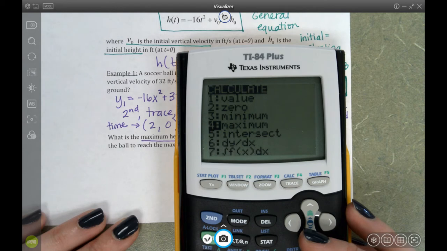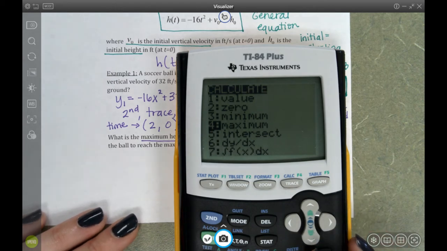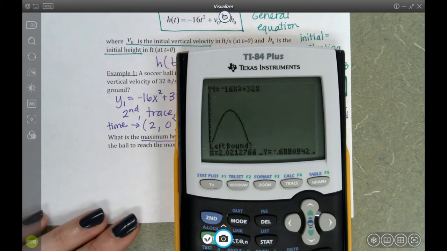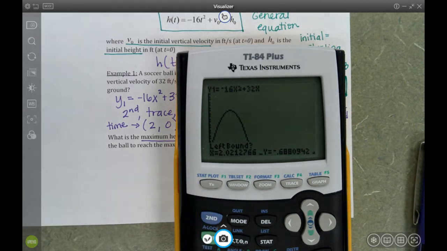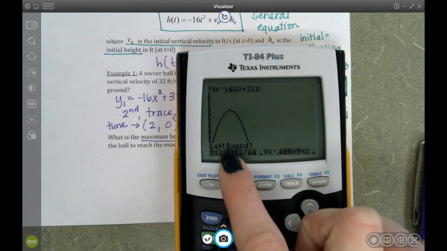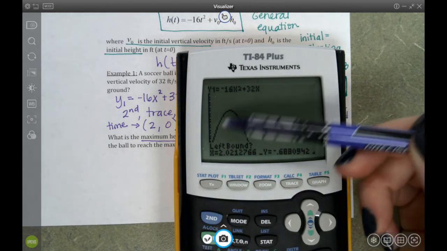Maybe the one that says maximum. Okay, don't make it harder than it needs to be. Again, it's asking for a left bound and a right bound. So they're telling you I have this entire parabola forever into infinity. I need to chunk it off and only look at that one section that they're asking for. So the left bound, I need to move it somewhere to the left of my maximum.